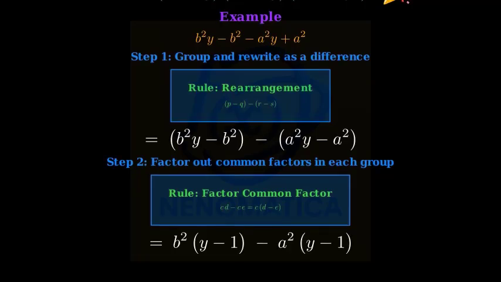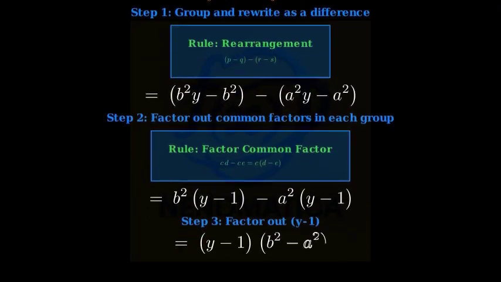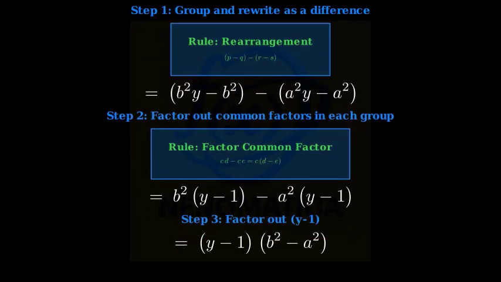Similarly, from the second group, we can factor out a squared, giving us a squared times y minus 1. Notice that y minus 1 appears in both terms. We can factor this out, giving us y minus 1 times b squared minus a squared.